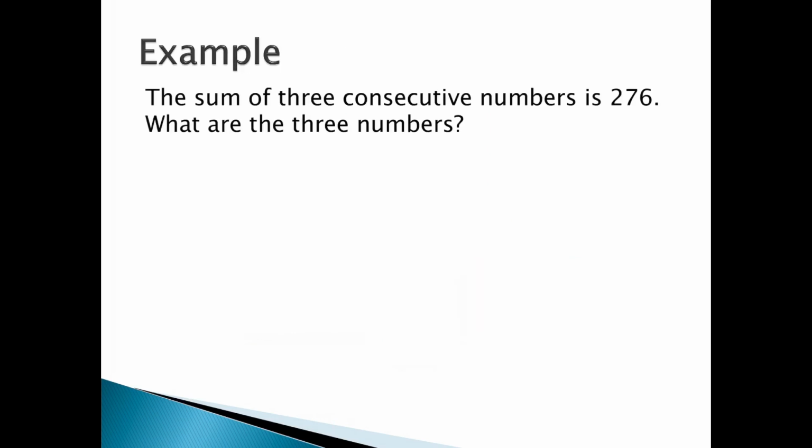So the example that we're going to be looking at now is: the sum of 3 consecutive numbers is equal to 276. What are the 3 numbers?